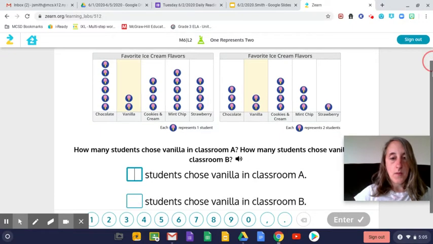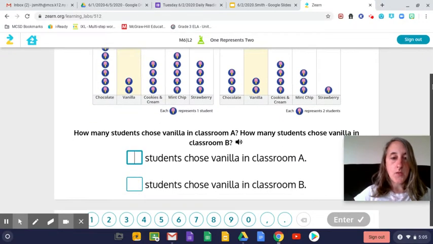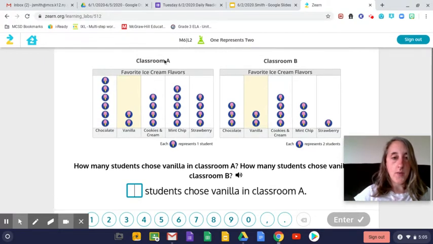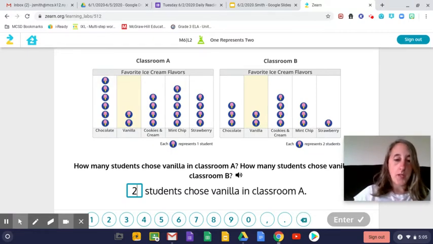So, we have classroom A and classroom B. How many students chose vanilla in classroom A? So let's look. Here's classroom A. Here's vanilla. Each cone represents 1 student. Do you see how I read the title? And then I found my vanilla, my flavor, and then I came right to the key. Each cone represents 1 student. So if this represents 1, there's 1, 2. So we're going to put 2 in that box.